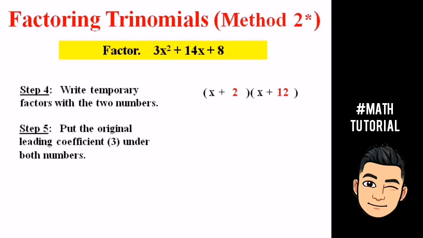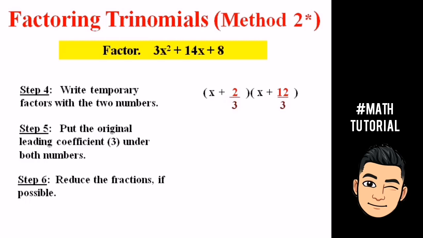Step 5. From our temporary factors, we need to write the leading coefficient as the denominator. So, our leading coefficient is 3, ilalagay natin siya doon sa ilalim ni 2 at sa ilalim ni 12. So, that will become x plus 2 over 3 and x plus 12 over 3.